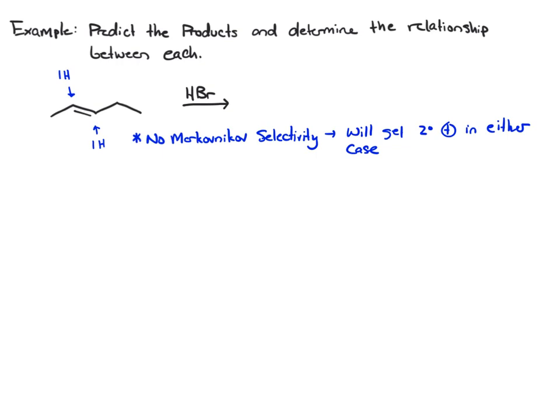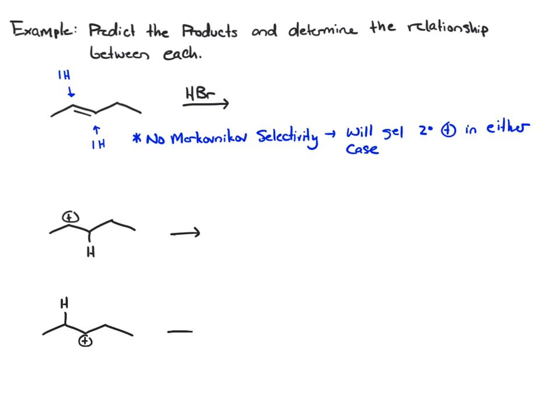Let's start by drawing the carbocation intermediate. So let's assume first we'll add the hydrogen to this side and get the carbocation here. So let's draw that intermediate. H there, positive there. Now let's do the same thing, but now we'll add the H here to get the positive on the middle carbon. We're going to get both intermediates because one is not preferred over the other.